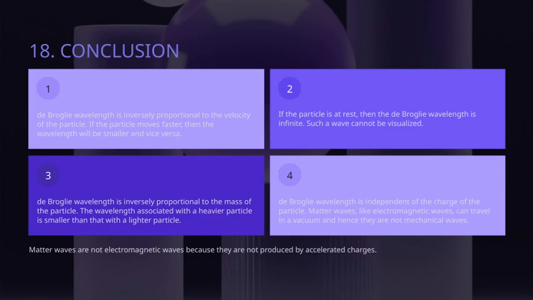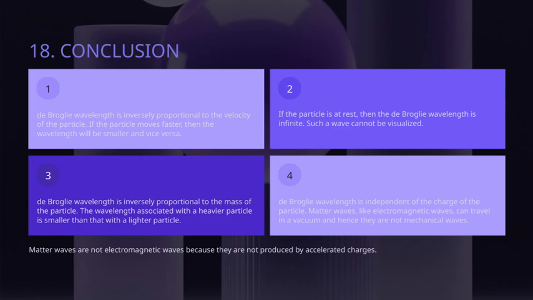First, the de Broglie wavelength is independent of the charge of the particle, which means whether the particle is charged or neutral, the wavelength calculation remains the same. This highlights that matter waves are fundamentally different from electromagnetic waves. Speaking of which, matter waves, like electromagnetic waves, can travel through a vacuum, but unlike mechanical waves, they are not dependent on a medium.